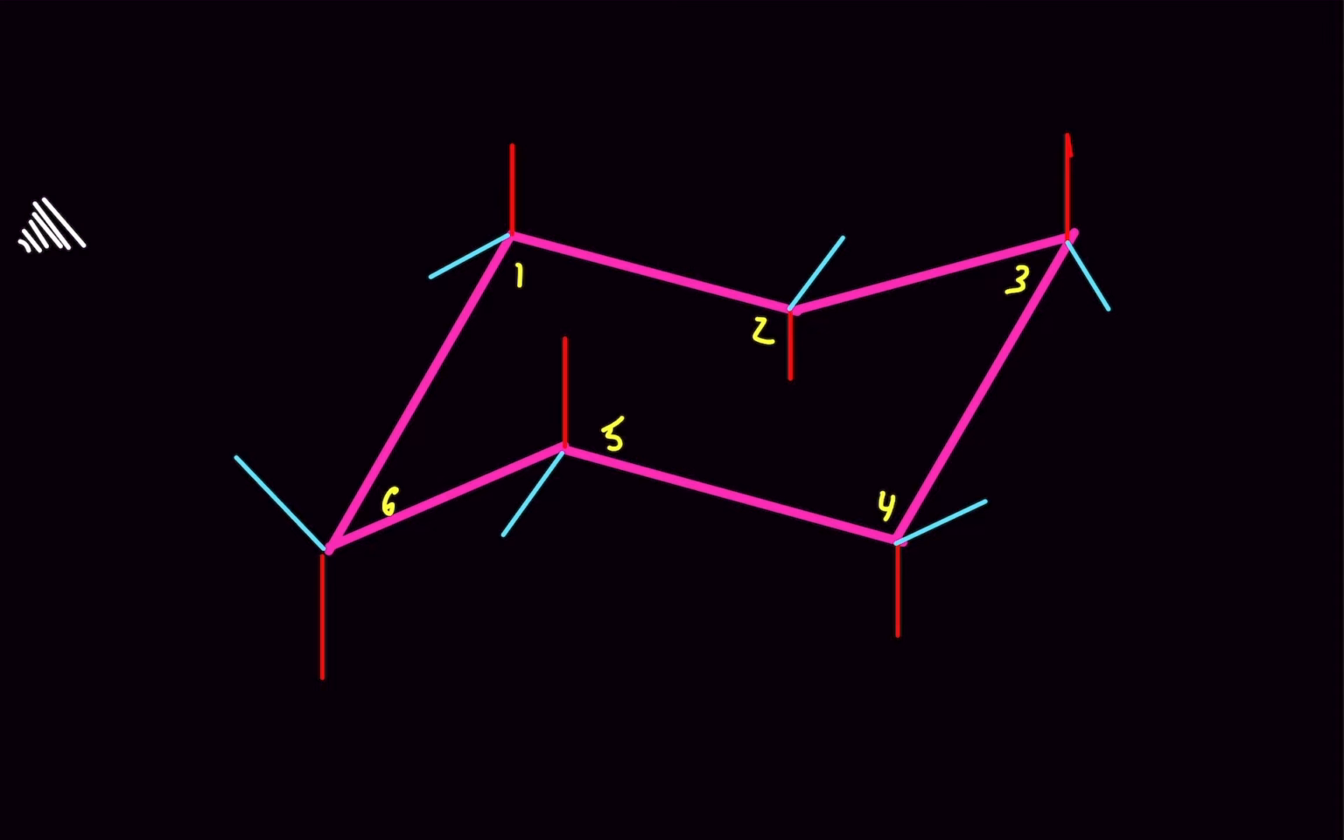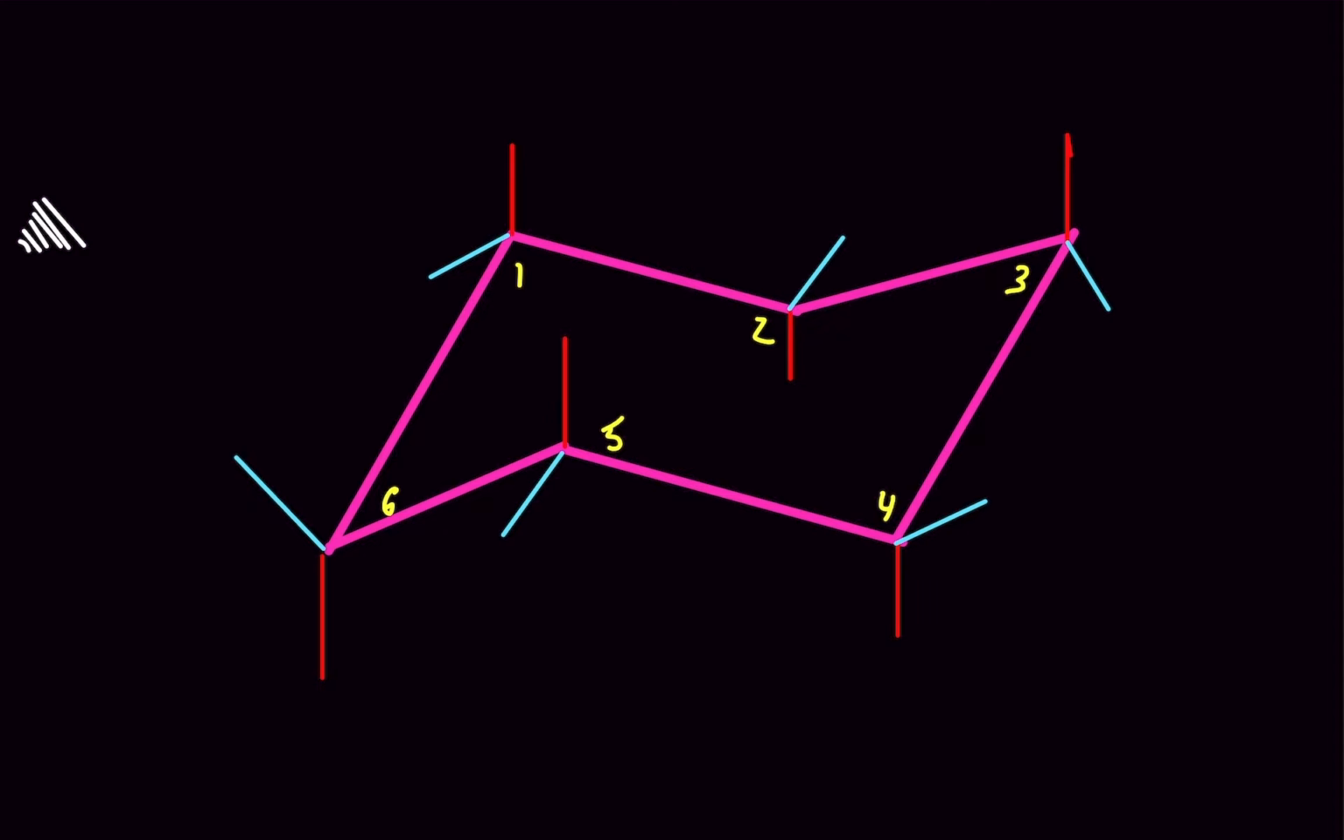What does this say? Okay, so you'll notice that we have 6 carbons here, right? 1, 2, 3, 4, 5, and 6. Every carbon has one axial position and one equatorial position. Everything in red, all the red lines, are axial positions, and anything in light blue are equatorial positions.